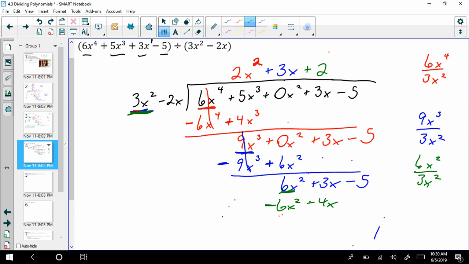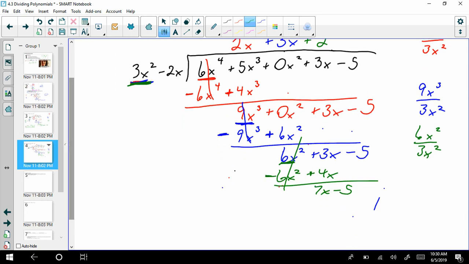Change the signs. First set should cancel. And if I combine what's left, 7x minus 5. Guess what? I'm done. How do I know I'm done? Well, if I tried to do dividing again, if I tried to take the 7x divided by 3x squared, that's not going to go in. The exponent on the bottom is bigger. That's not going to divide. So what that means is this entire thing is the remainder.